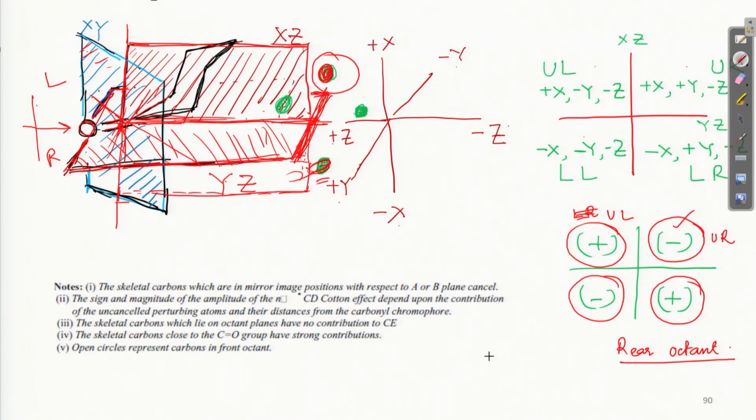Fortunately, most of the molecules that have been studied have their substituents mostly falling in the rear octant, but there are some cases where substituents can also come in the front octant. Then you have to be careful. Just remember that it is the opposite of the sign of contribution for the rear octants.